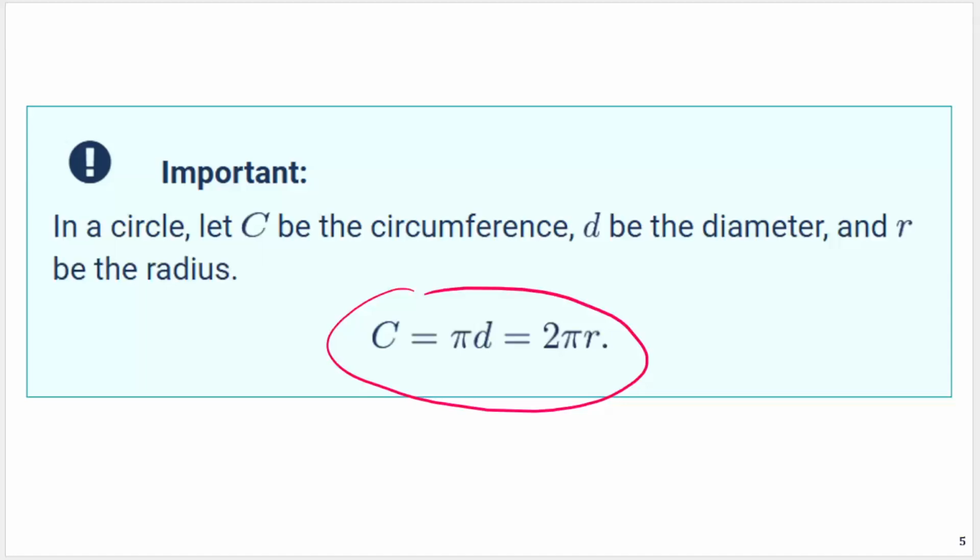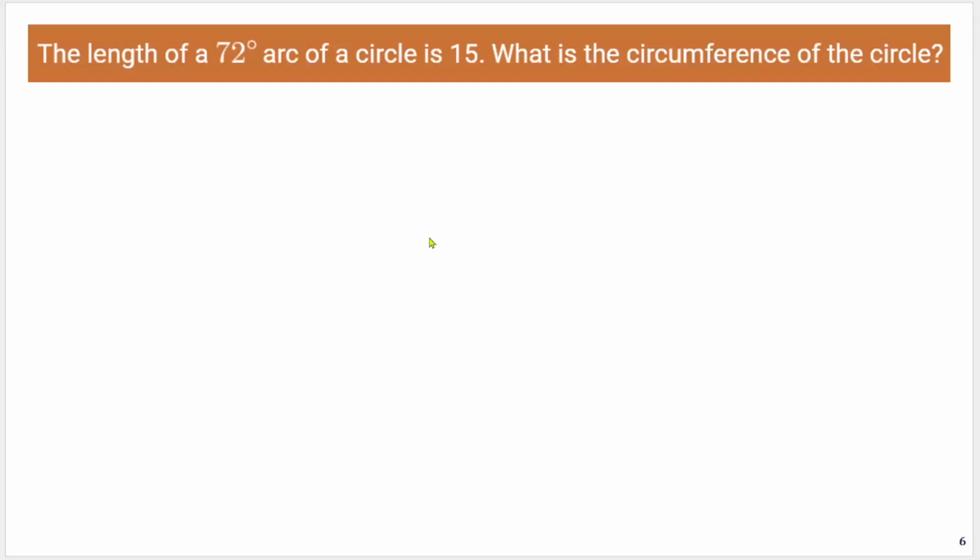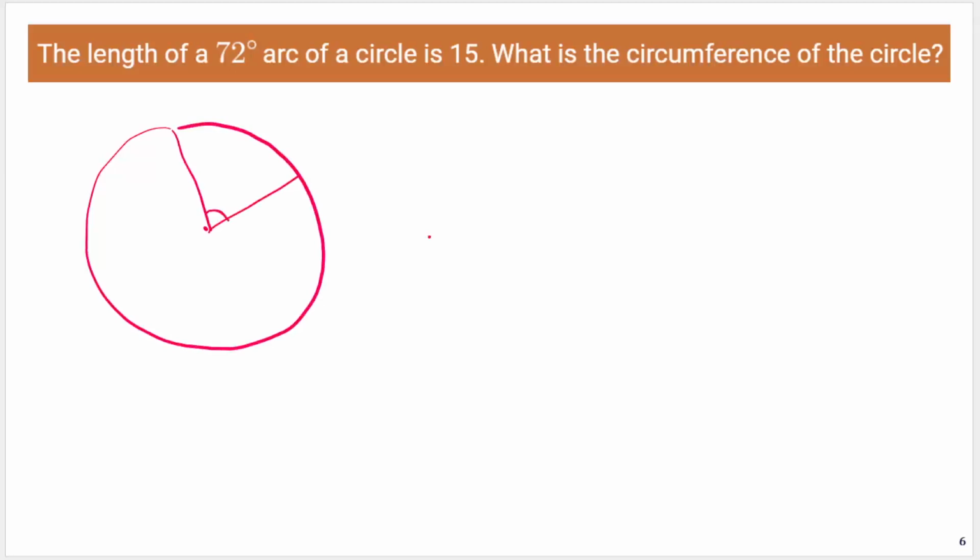All right, then let's consider another question. If the length of a 72-degree arc of a circle is 15, what is the circumference of that circle? So in a circle, we have an arc that is 72 degrees here, and we know this length is 15. What is the circumference of that circle?